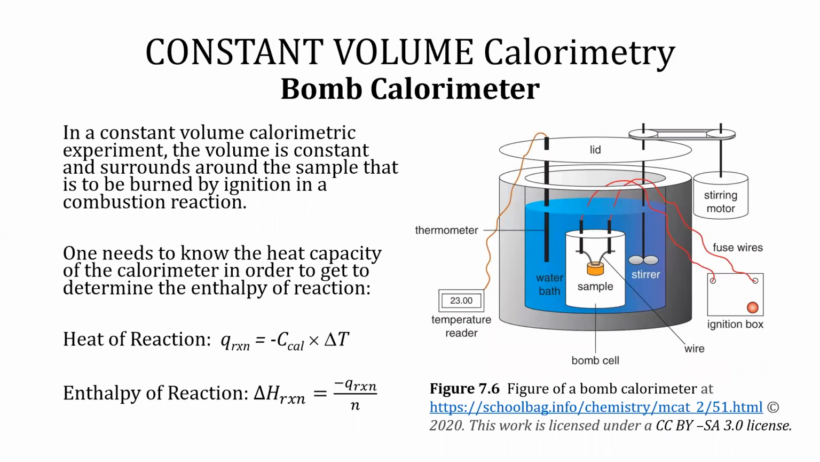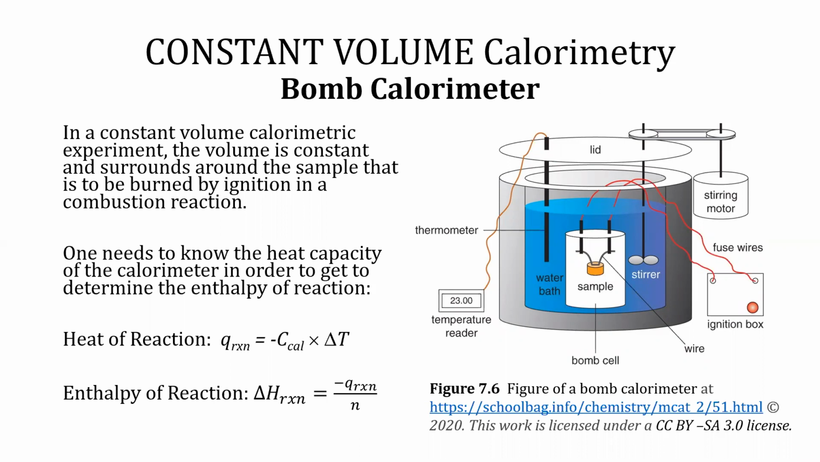In a constant volume calorimetric experiment, the volume is constant and surrounds the sample that is to be burned by ignition in a combustion reaction. One needs to know the heat capacity of the calorimeter in order to determine the enthalpy of reaction. Heat of reaction is Q reaction equals negative C cal times delta T. Enthalpy of reaction is delta H reaction equals negative Q reaction divided by n.